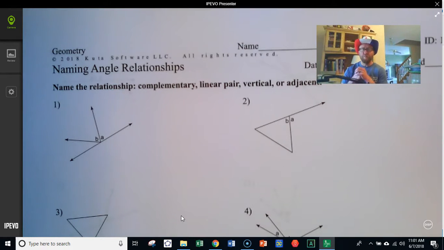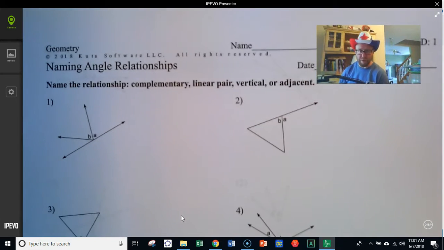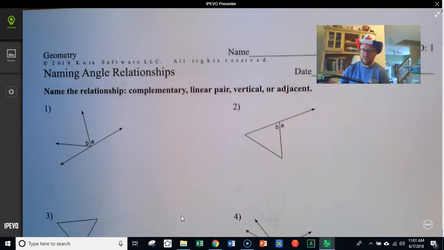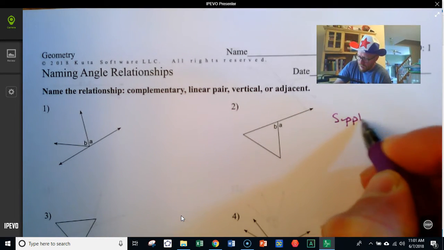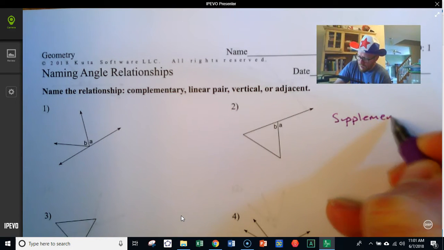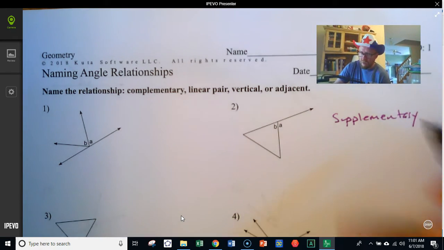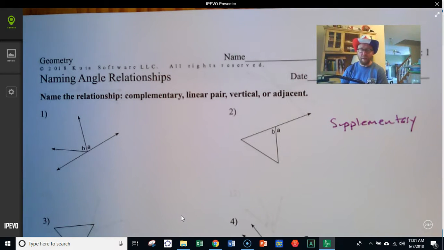All right, so for this task, we need to just identify what the relationship between the two angles is. There's an angle A, there's an angle B. What's the relationship between them? How are they connected? We have several options here. Let's write them down. First, we've got supplementary. Supplementary means that they add up to 180 degrees.